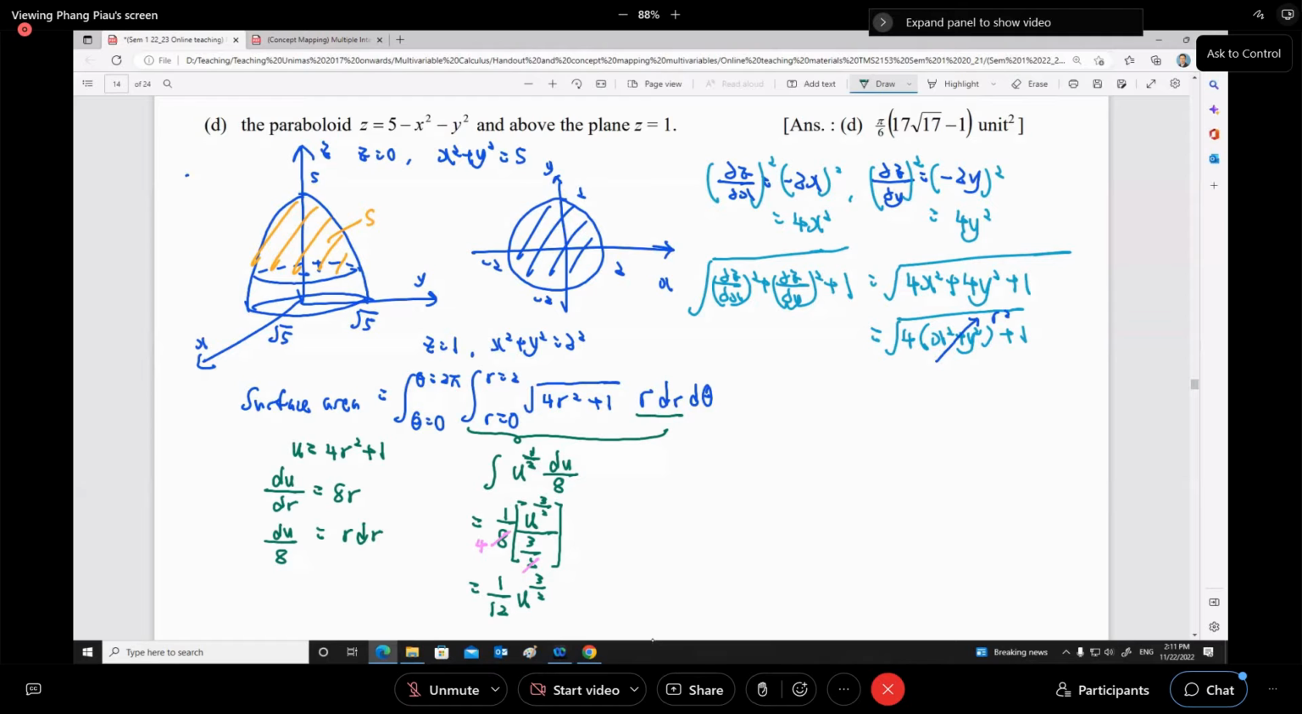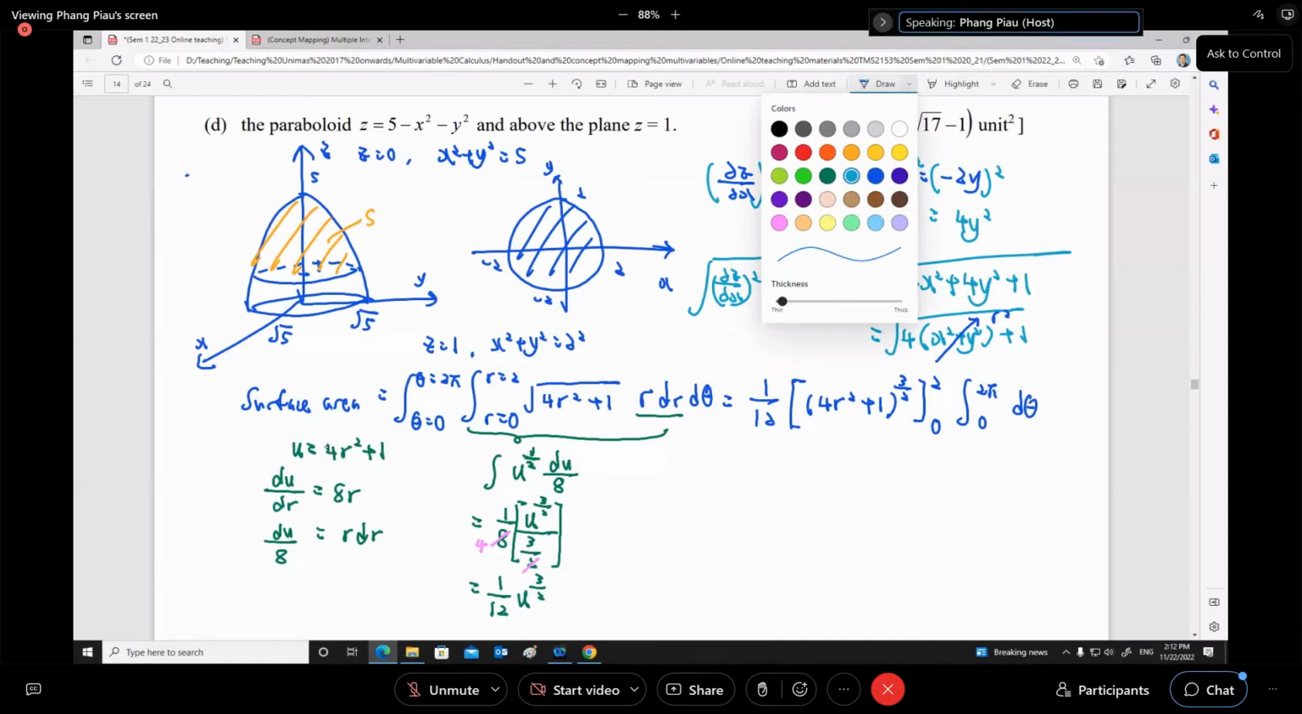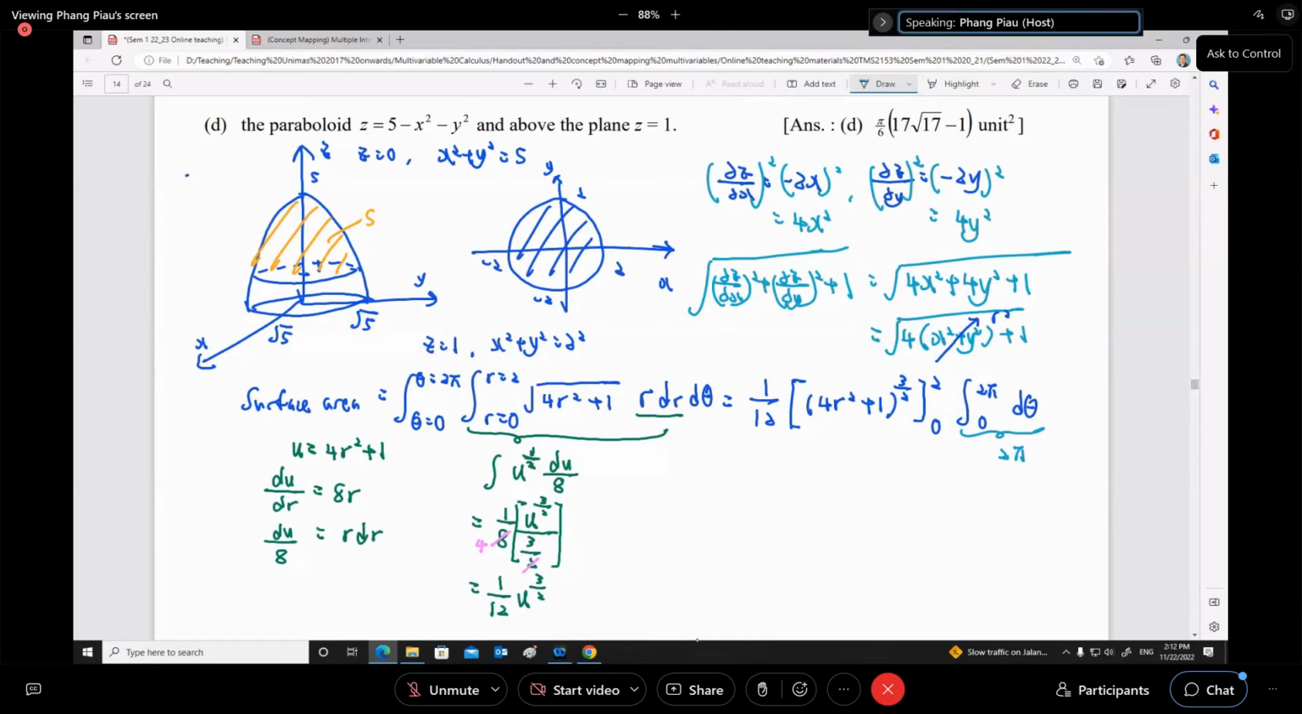So in fact, you know that the integration with respect to r will give you a constant. There is nothing wrong if you want to write this as a constant, 1 over 6, because you know that u here is 4r power 2 plus 1, and you have power 3 over 2 here. Your r is from 0 to 2. You can write it this way, where the remaining part here will be the integral from 0 to 2 pi of d theta. This will give you 2 pi. Of course, you can do the integration, but it is not really necessary. But the answer here is 2 pi.